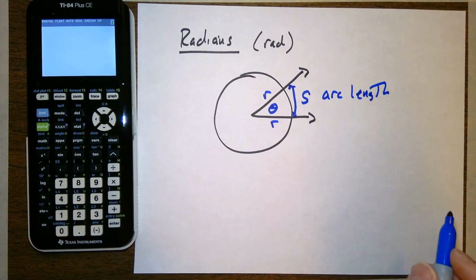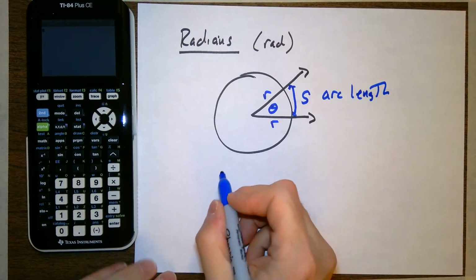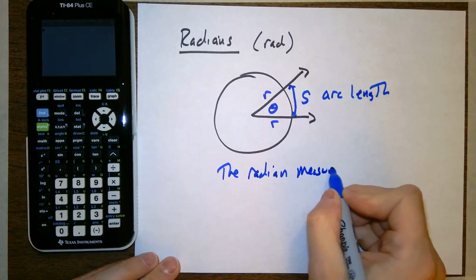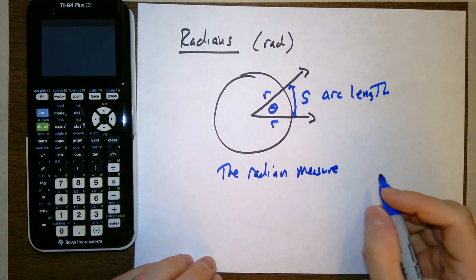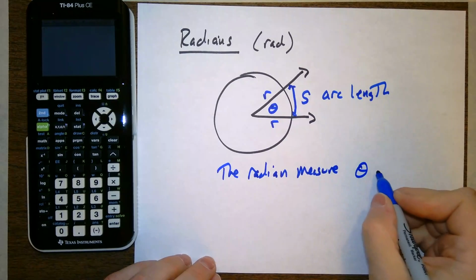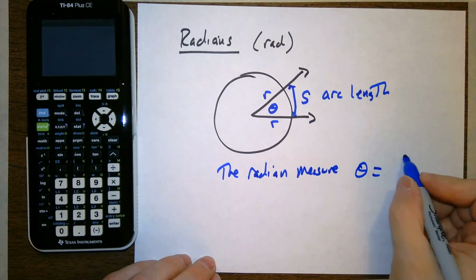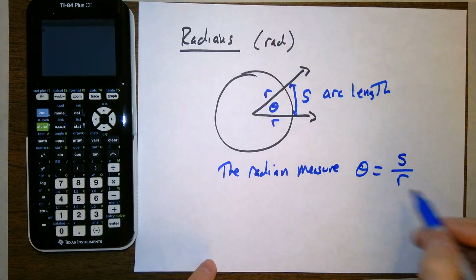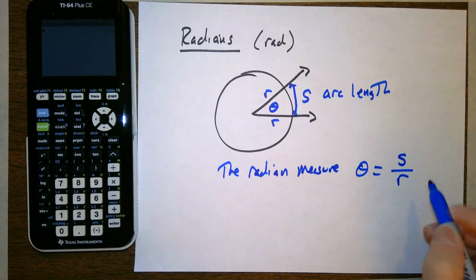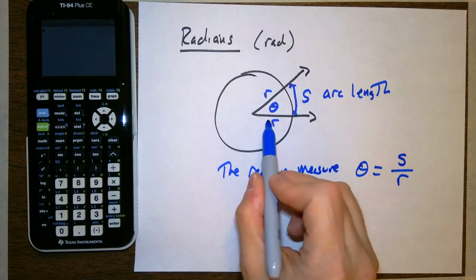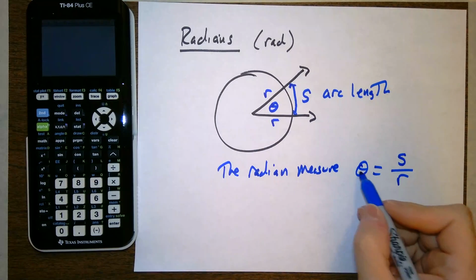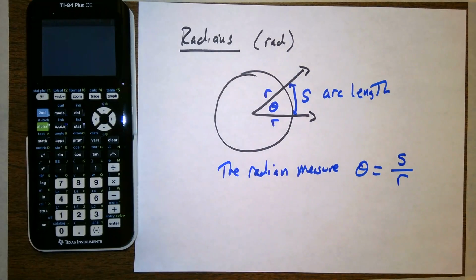So the definition of a radian measure: the radian measure of the angle is the arc length divided by the radius. S is the length of the arc, and R is the radius. And you can probably guess why later the unit circle, where the radius is just 1, becomes so important. Because then the radian measure of the angle is just the arc length.